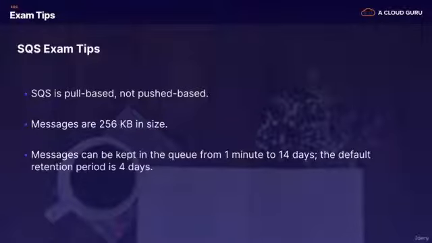So going on to my exam tips. Just remember that SQS is pull-based, it's not push-based. So you have to have an EC2 instance pulling the messages out of the queue. We're going to look at SNS a little bit later, which is push-based, and that's kind of the opposite. But right now with SQS, it's pull-based. So you have to have EC2 instances polling the queue, pulling those messages out of the queue. Messages are 256 kilobytes in size or less. Messages can be kept in the queue from 1 minute to 14 days, and the default retention period is 4 days.